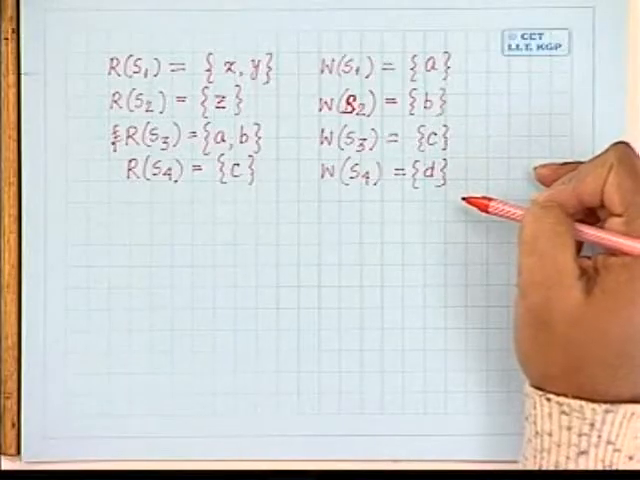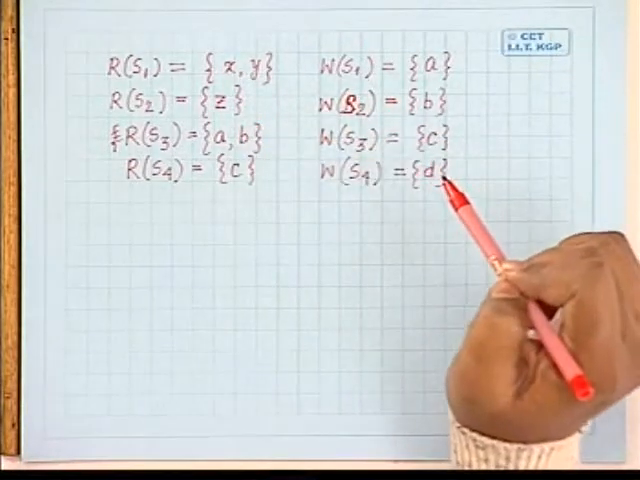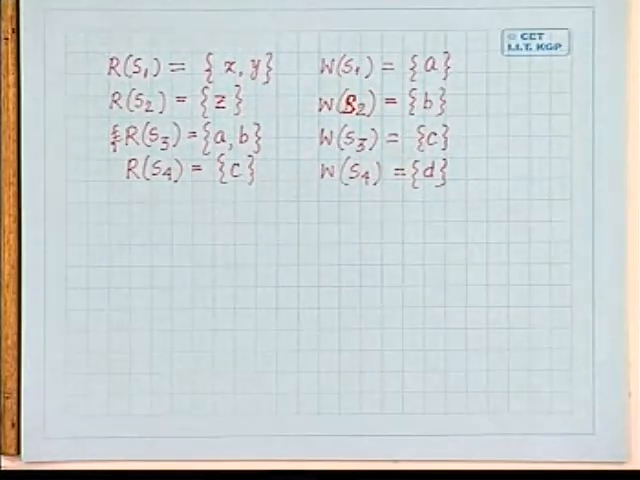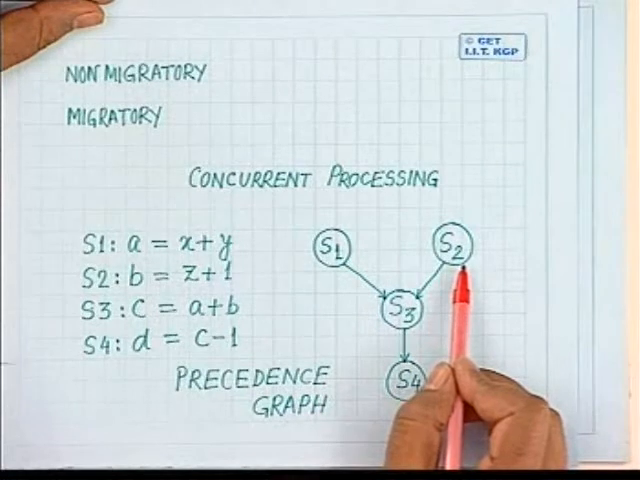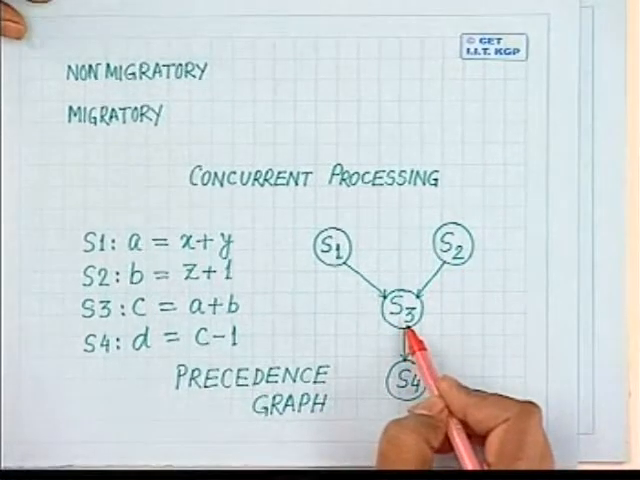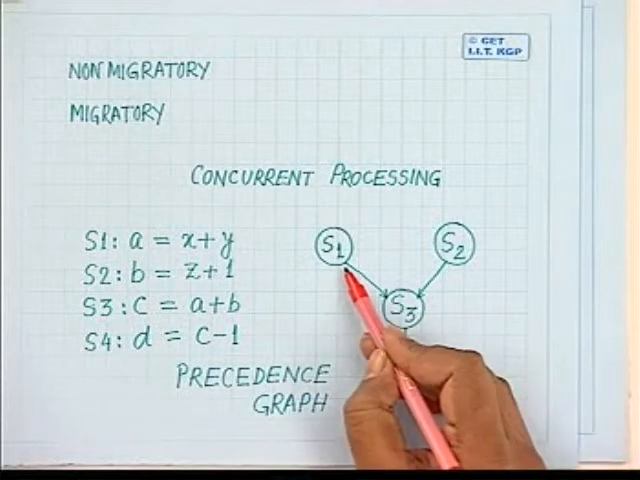Now, you can find out the precedence relation by studying this read set and write set. So, in this example, we have said that we can execute S1 and S2 in parallel, concurrently, but S3 cannot be executed concurrently neither with S1 nor with S2.